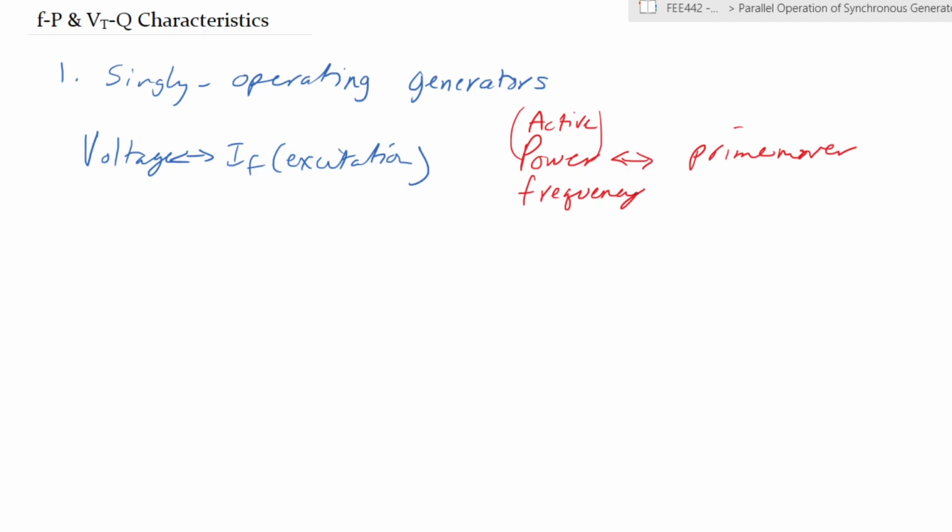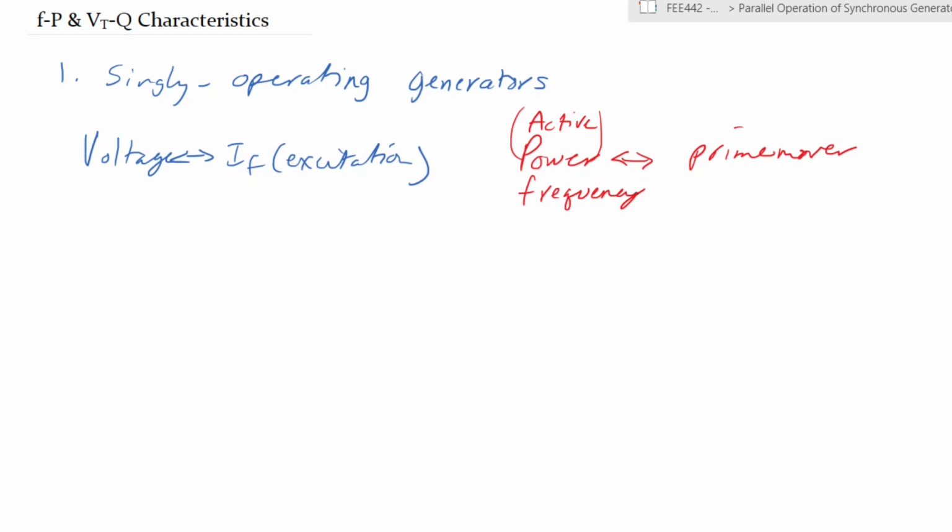If your load requires 50 kilowatts, the prime mover must rotate the generator in such a way that it can produce 50 kilowatts, right? So the energy put in must match the energy being put out. And at the same time, the prime mover is the one that determines the frequency by determining the speed.